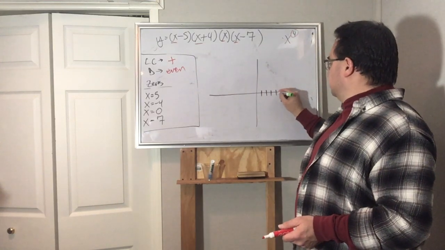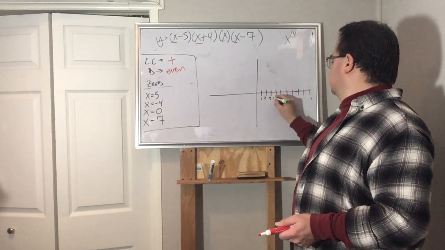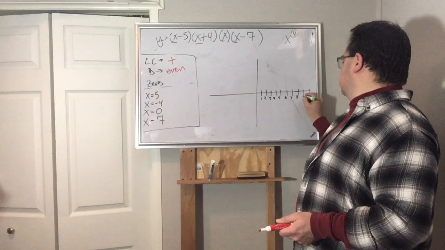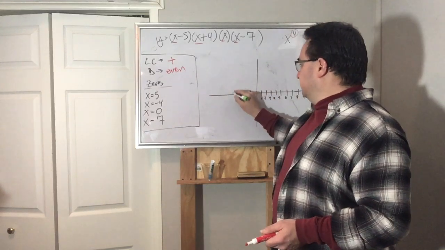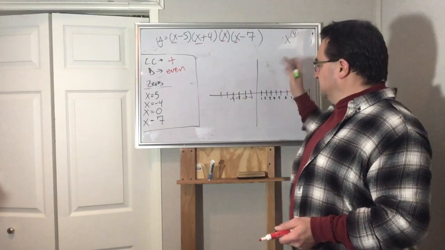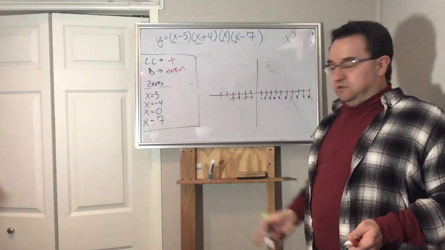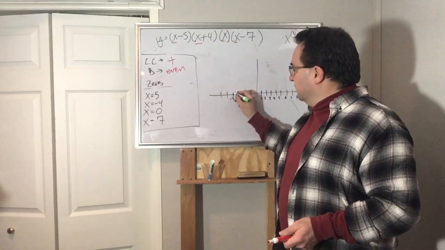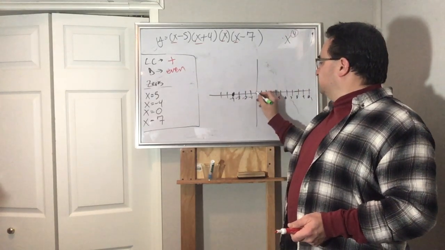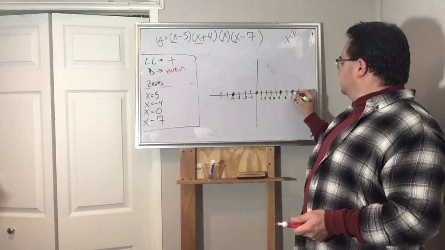One, 2, 3, 4, 5, 6, 7, 8, 9, 10. 3, 4, 5, 6. Don't really care about y-axis for these graphs. So now I'm going to place my zeros. I have 1 at negative 4, 1 at 0, 1 at 5, 1 at 7.